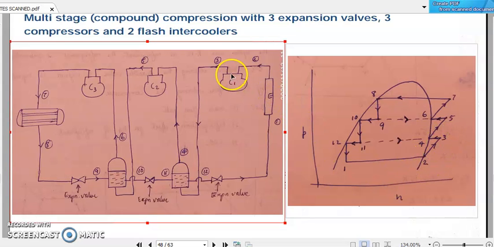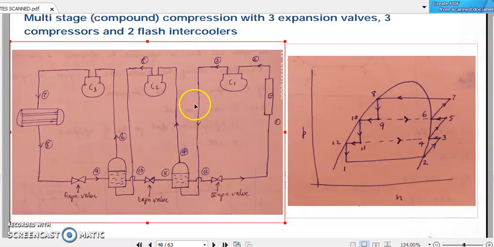Then immediately after 3, the refrigerant passes through a flash gas chamber. We have already learned the working of a flash gas chamber. It is nothing but a pressure vessel at an intermediate pressure, where the vapor and liquid forms of the refrigerant get separated. Whatever vapor is collected inside the flash tank is admitted to the nearest possible compressor. That is what is shown over here.